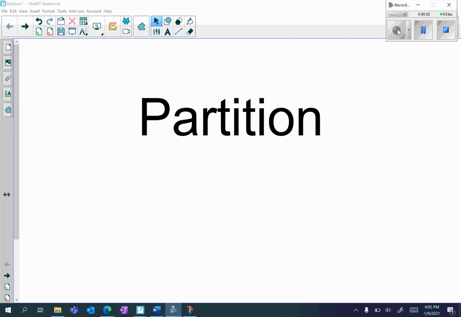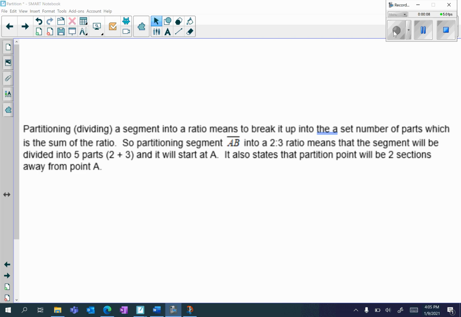Hi everyone, in this video we're going to be discussing how to partition a line segment. Partitioning or dividing a segment into a ratio means to break it up into a set number of parts, which is the sum of the ratio. So partitioning segment AB into a 2:3 ratio means that the segment will be divided into 5 parts, add 2 plus 3, and it will start at A. It also states that the partition point will be 2 sections away from point A.